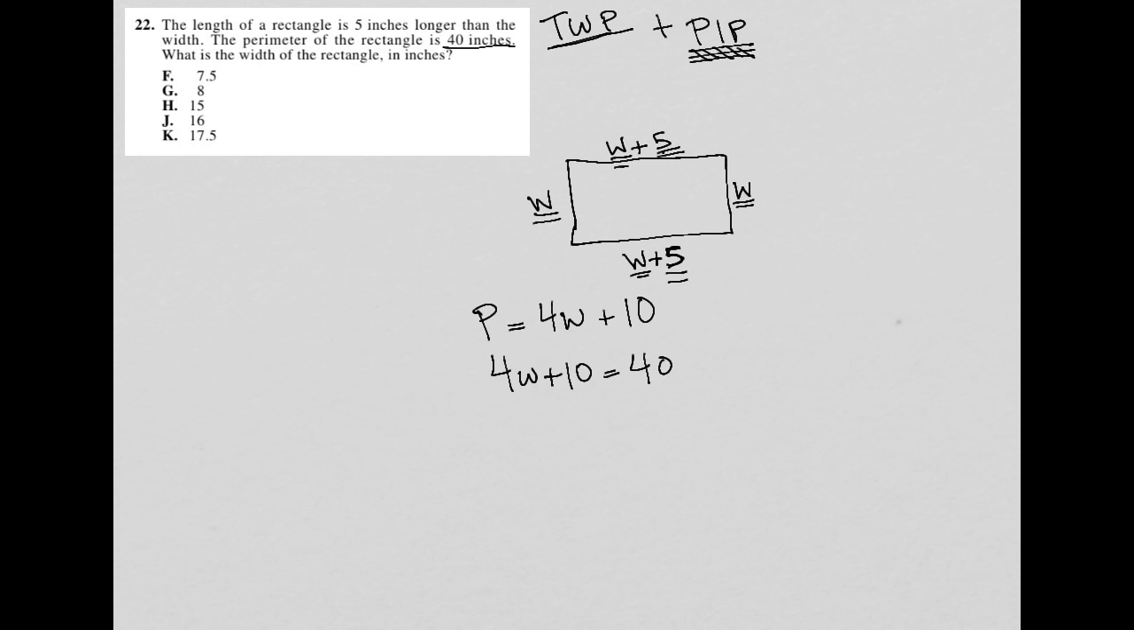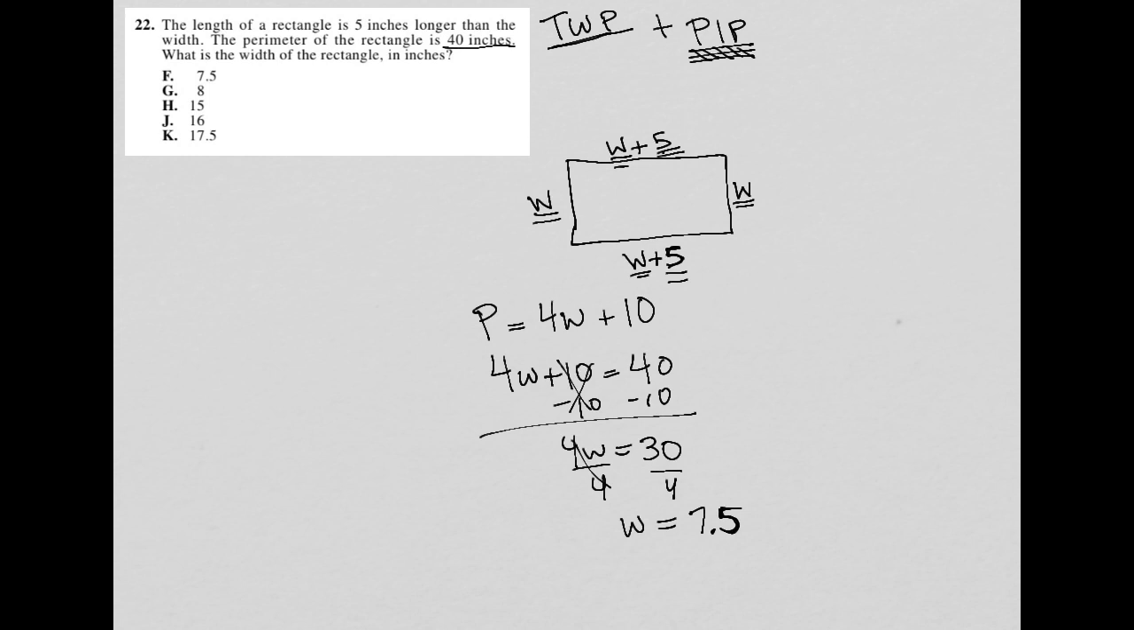So I'm going to stop there. I'm going to simplify this. So subtract 10, that's gone. 4W equals 30. And divide by 4. And what I get here is W is equal to, what is this equal to? 7.5. So you can definitely use your calculator here to solve this.